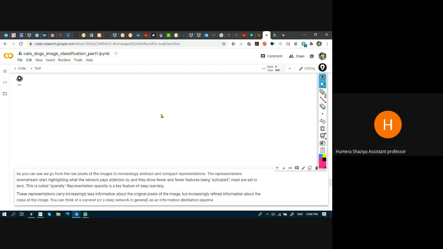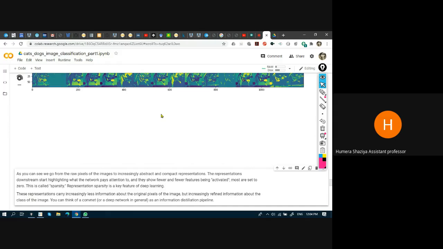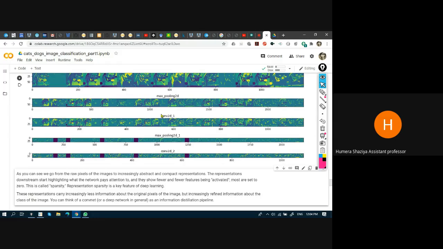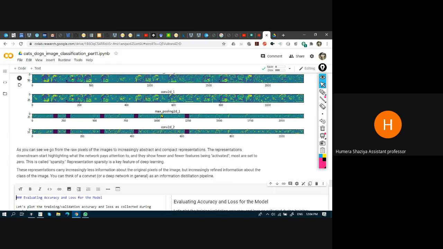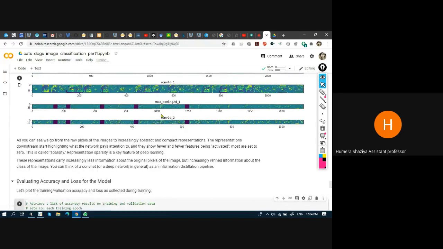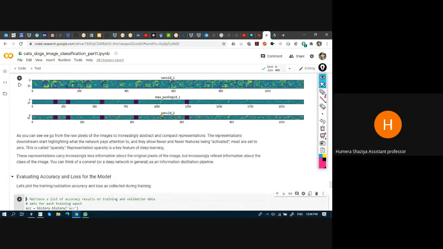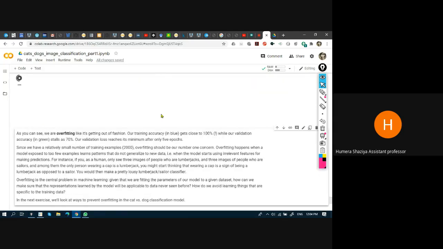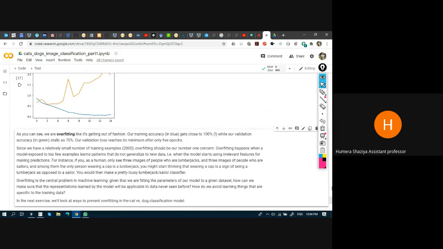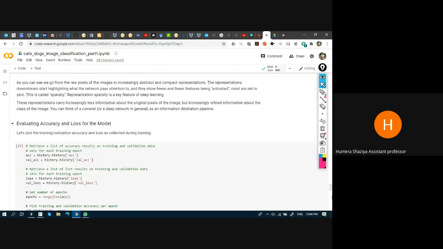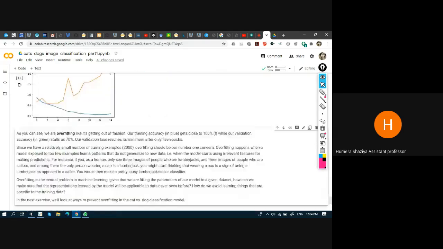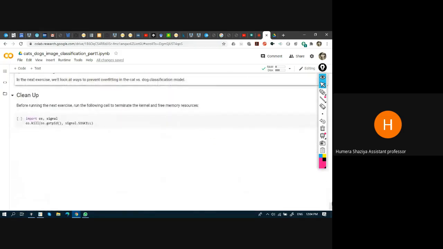And then this is what is learned, this is known as feature map. Look at this graph. We are plotting the graph of training and validation accuracy, and the graph does not seem good, it is showing overfitting. What is overfitting? I will explain to you.